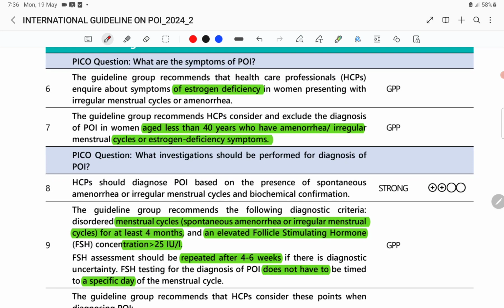How do we diagnose? The guideline recommends that healthcare professionals inquire about symptoms of estrogen deficiency. Think of patients under 40 years with estrogen deficiency symptoms, irregular menstrual cycles or amenorrhea, and always consider and exclude the diagnosis of POI in women under 40 years with amenorrhea, irregular cycles, and estrogen deficiency symptoms.